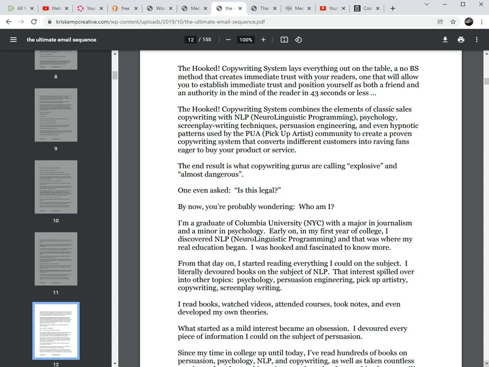The Hooked Copywriting System combines elements of classic sales copywriting with NLP, neuro-linguistic programming, psychology, screenplay writing techniques, persuasion engineering, and even hypnotic patterns used by the PUA, pickup artist, community to create a proven copywriting system that converts indifferent prospects into raving fans eager to buy your product or service.